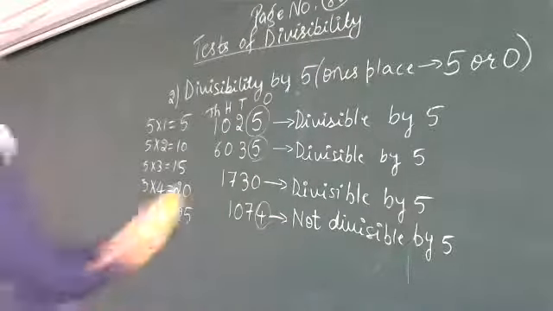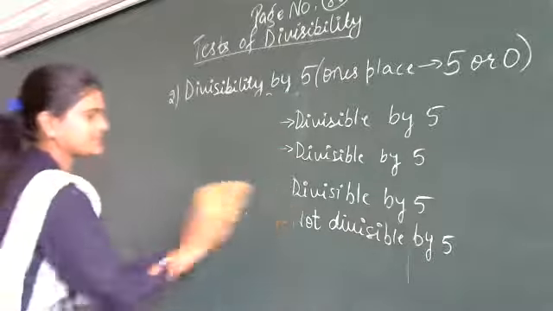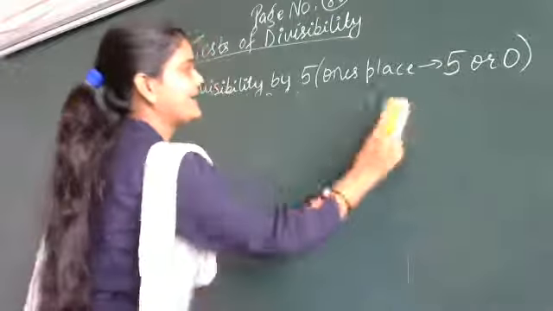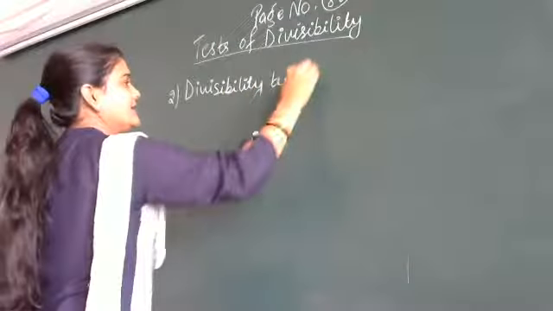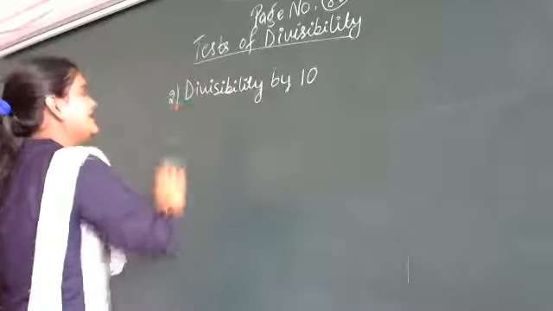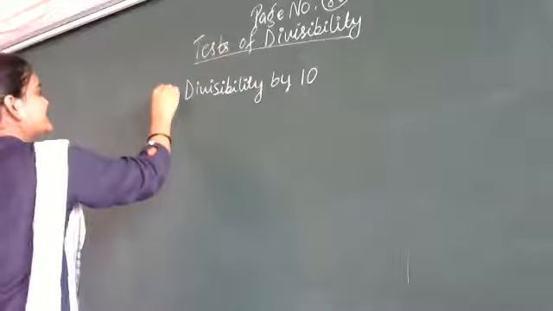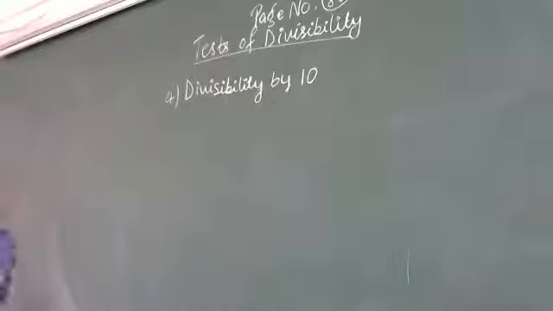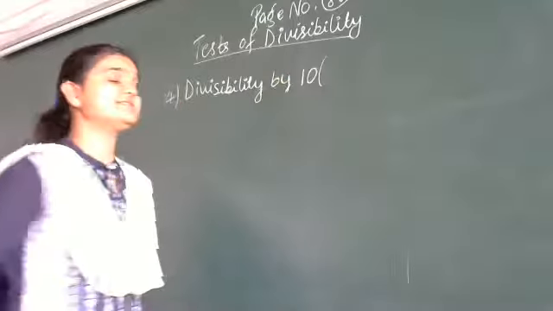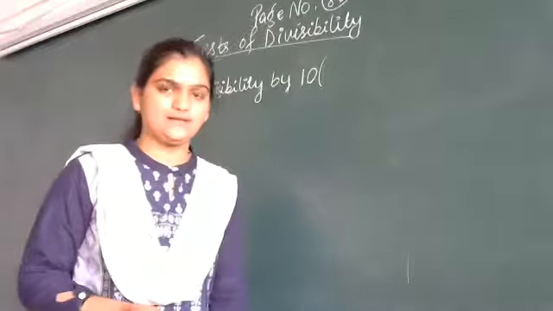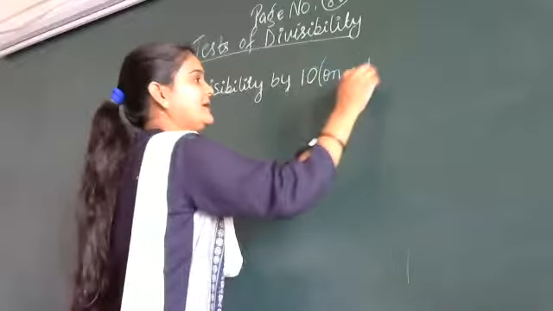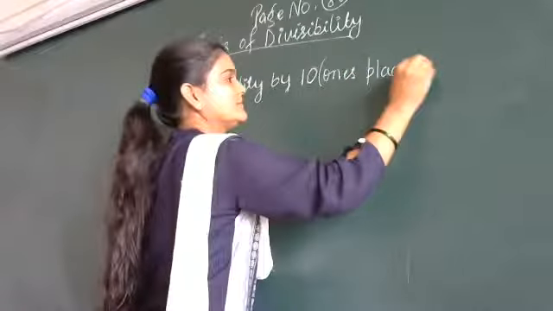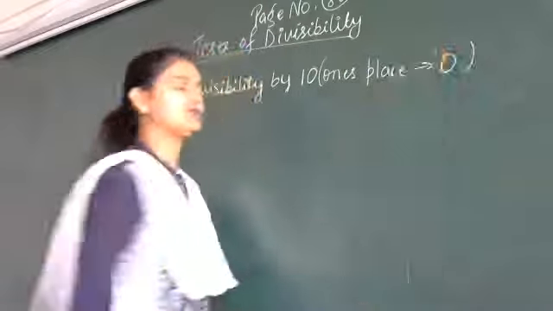Okay, so the next one is divisibility by 10. Can you tell me in the tens table, why it is only 0, children, for divisibility by 10? See here, one's place should be 0. One's place should be only 0.